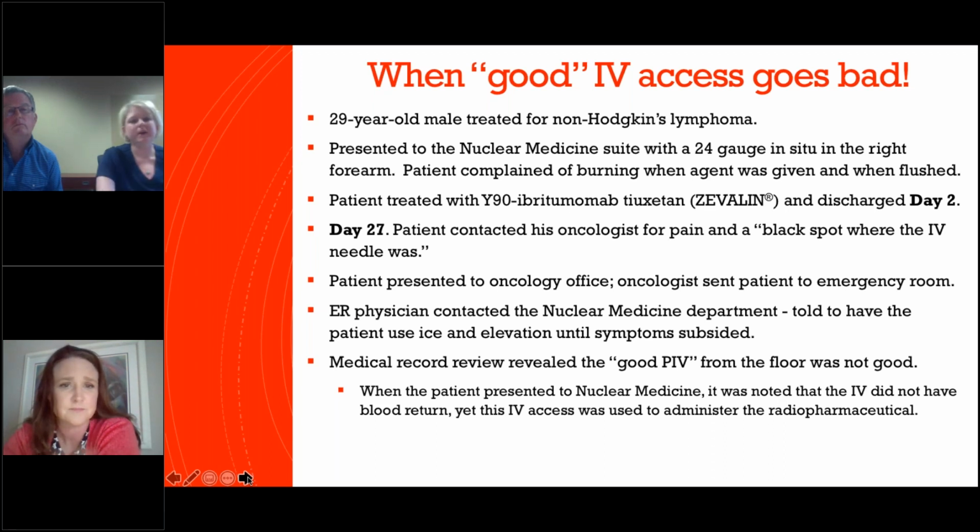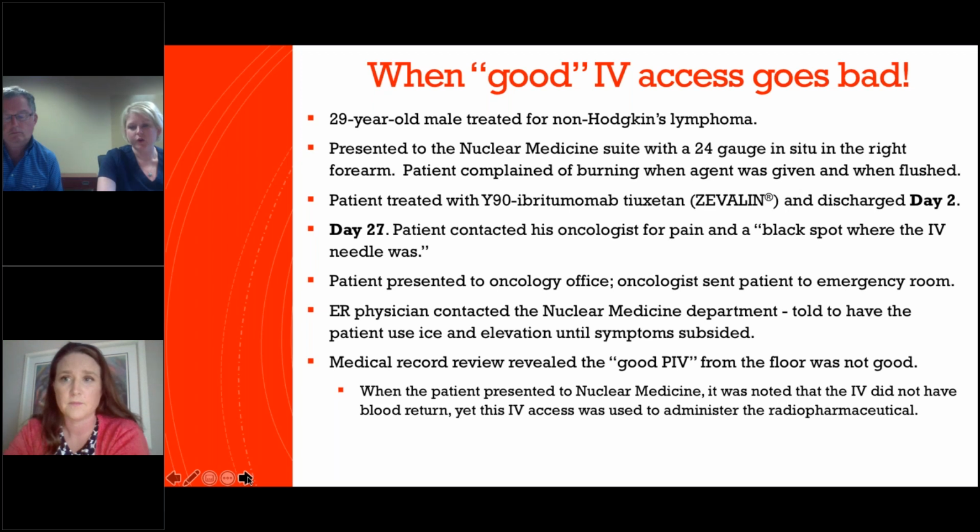Yes. So our first patient was a 29-year-old male being treated for non-Hodgkin's lymphoma. He presented to the Nuke Med suite with a 24 gauge in situ in his right forearm. The patient complained of burning when the agent was given and when it was flushed.